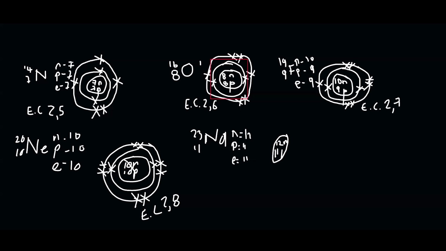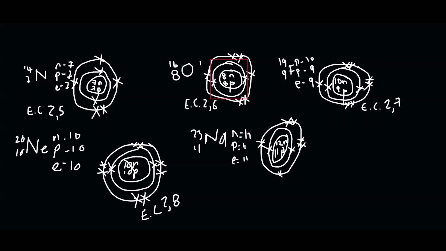The first shell can hold a maximum of 2. Good. The second shell can hold a maximum of 8. If a shell is completely filled, you move on to the next shell. That's how it works. Remember, you start out single first, then you start to pair.